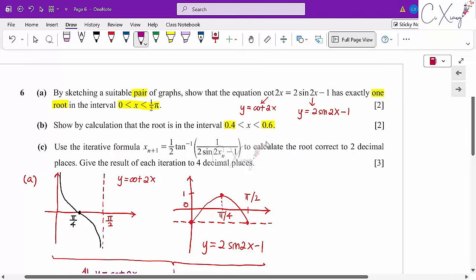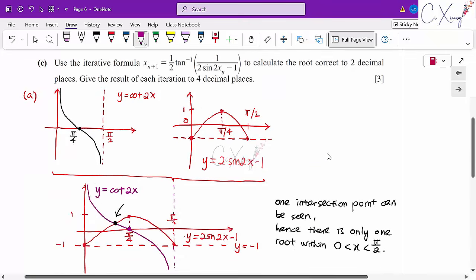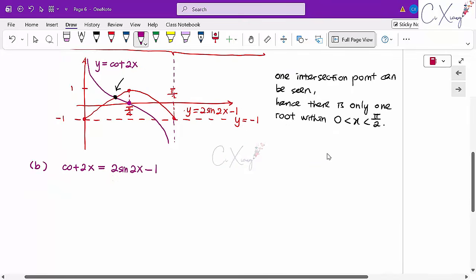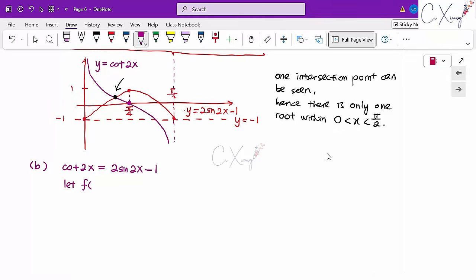The sign change method means that I need to move and change my equation into a function. So either you move all the terms to the left or you move all the terms to the right. Both are okay. For me, what I'm doing here is I try to move everything to the left hand side. So I'm having cotangent 2x minus 2 sine 2x, then plus 1.